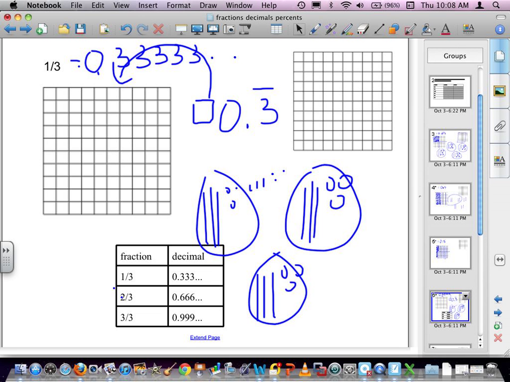Go and Google this, because it's one of those really cool things mathematicians like to prove. It's all over the internet. No, it's actually one, because this goes on forever.